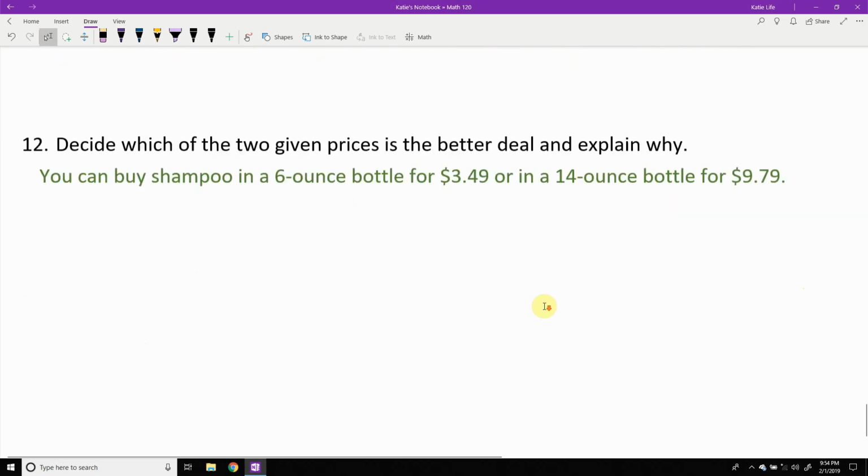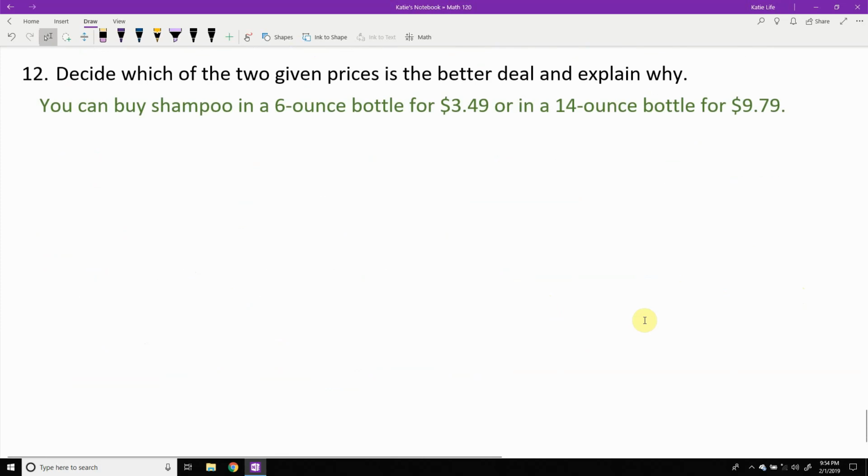All right, let's do one more problem together. Decide which of the two given prices is the better deal and explain why. So, price comparison based off of quantity. You can buy shampoo in a 6-ounce bottle for $3.49 or in a 14-ounce bottle for $9.79. So a little bit over double the amount of the first shampoo bottle, and it's about twice the price. So which one is really the better deal? Do you buy several of the 6-ounce bottles or one of the 14-ounce bottles?